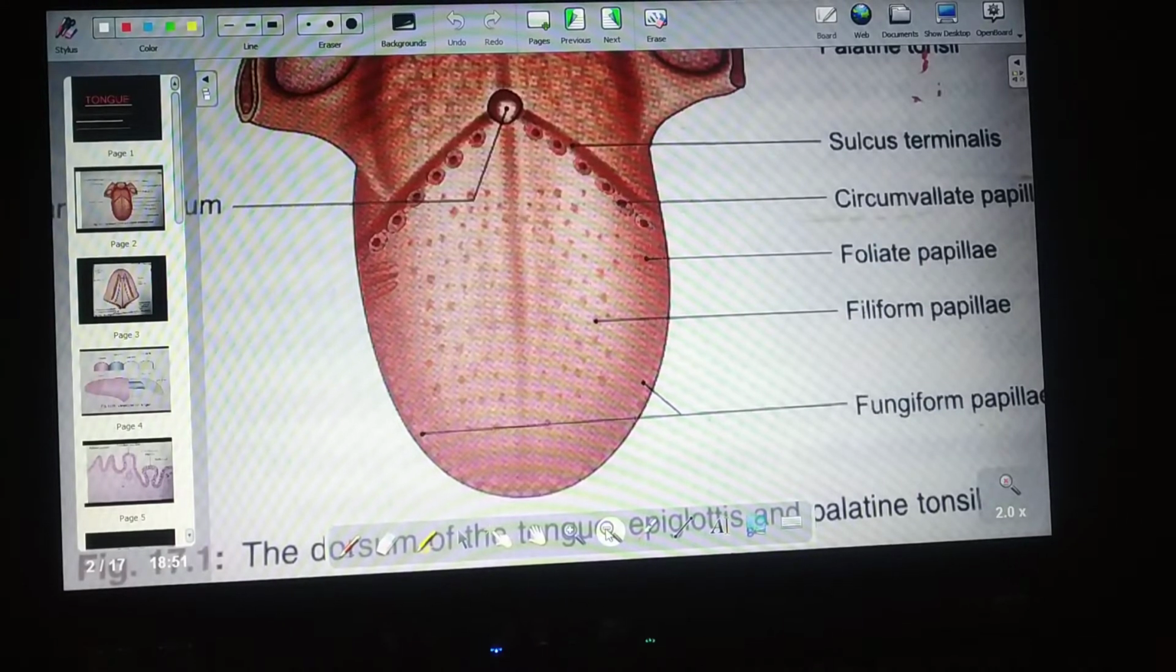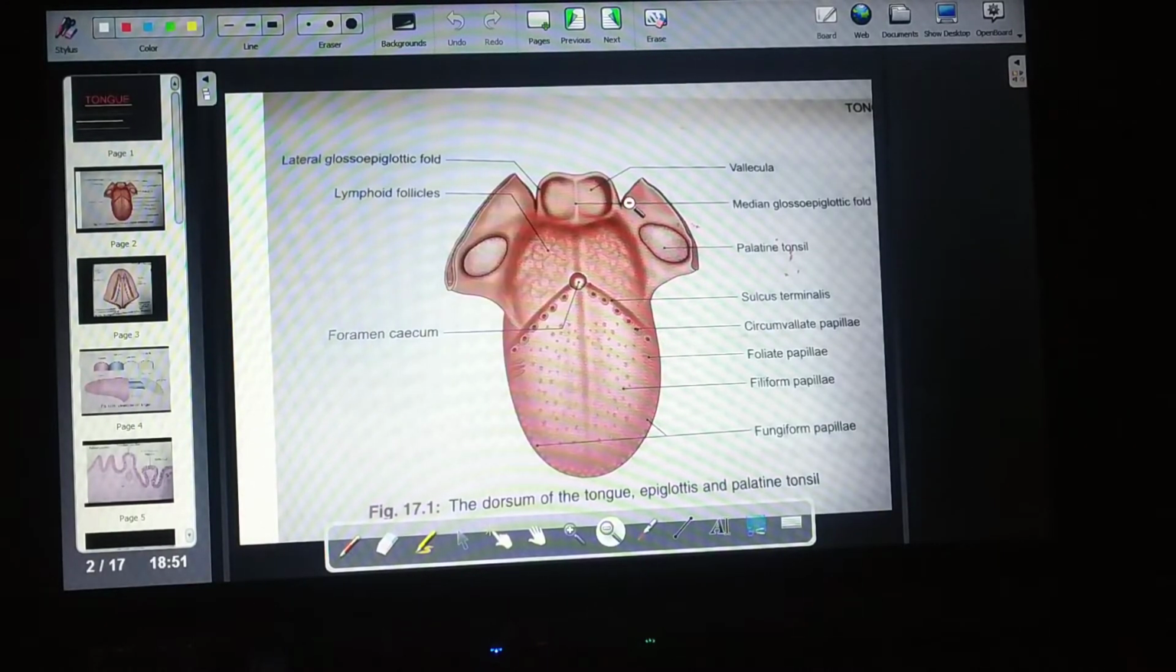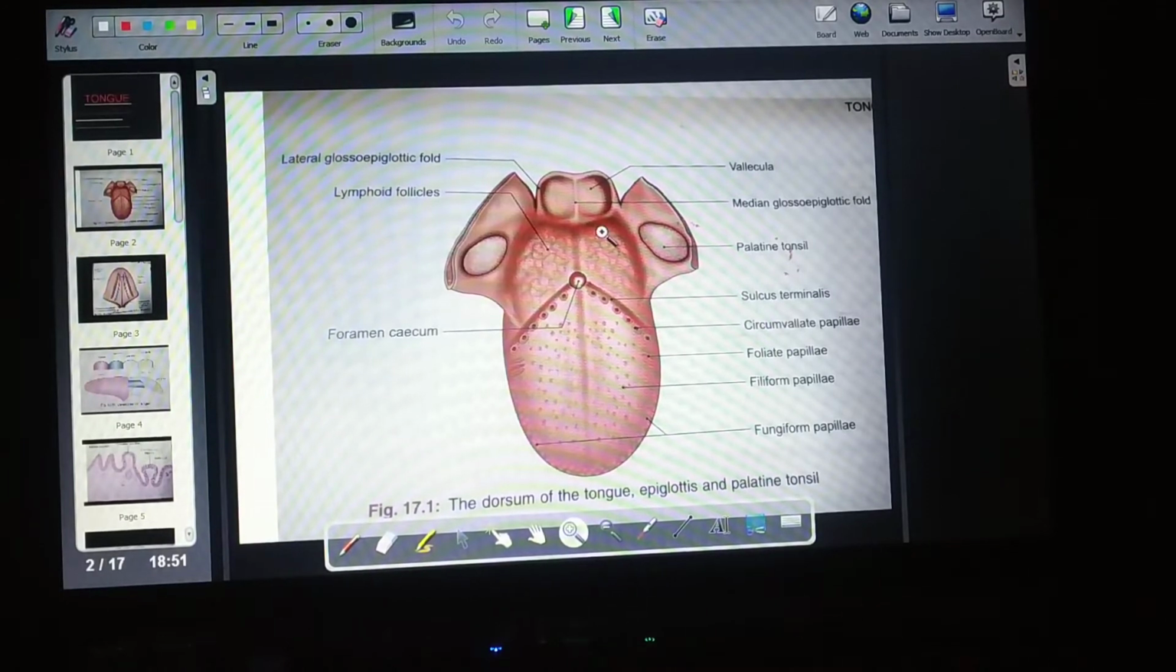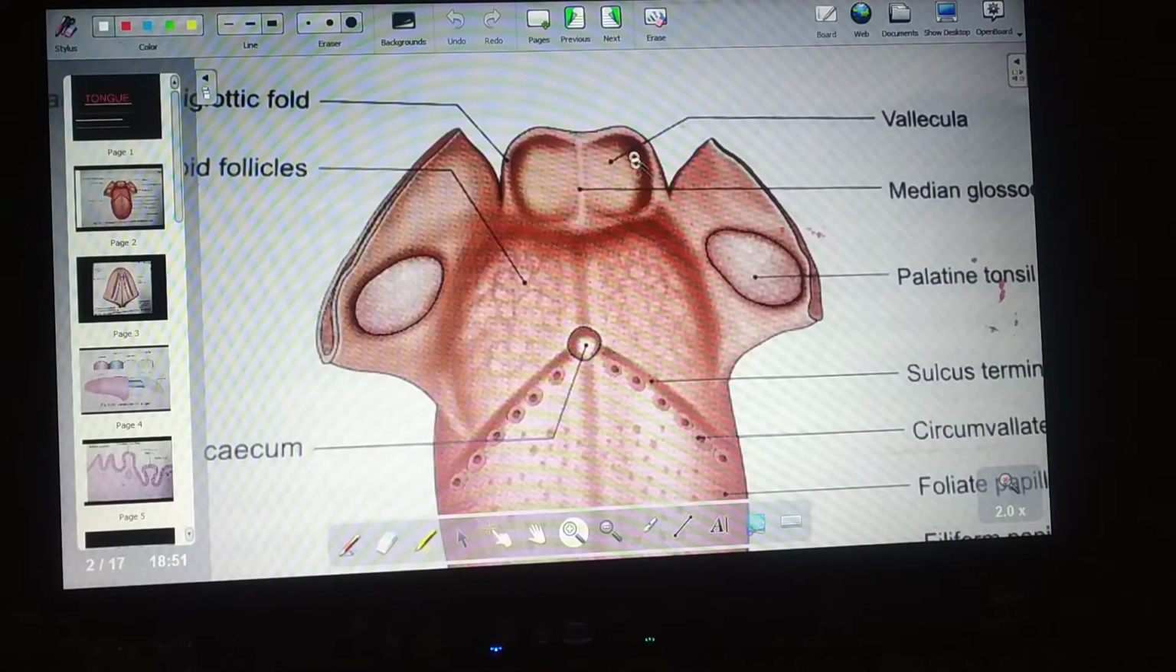Next is the median glossoepiglottic fold. This helps in attachment with the epiglottis, whereas these two depressions present over here are called valleculae. Here the epiglottic fold is present. This area is called the foramen cecum.